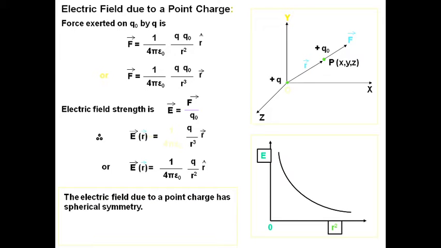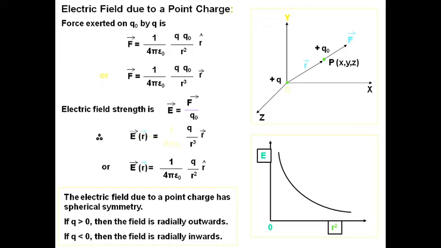So the electric field due to a point charge has spherical symmetry. If q is greater than 0, then the electric field is radially outward. Because the force is acting in the outward direction, the electric field has the same direction, the direction of force acting on the test charge. If q is less than 0, meaning a negative charge, the field is in the radially inward direction.